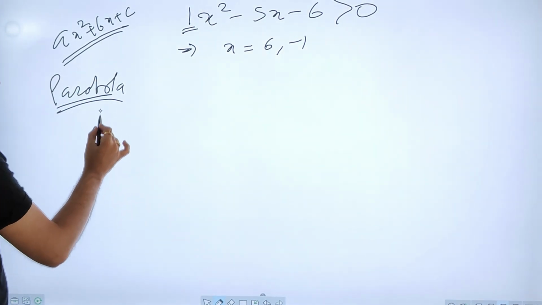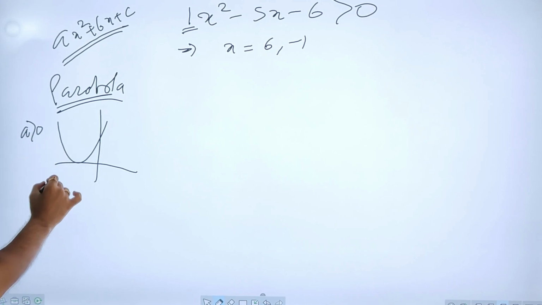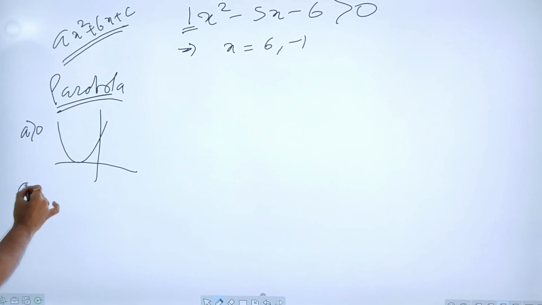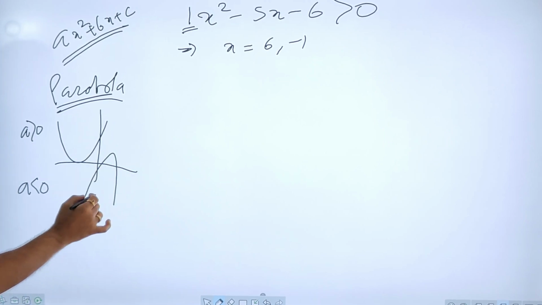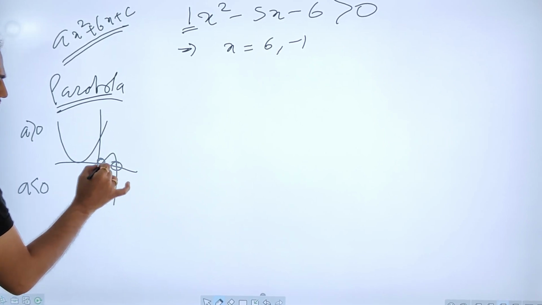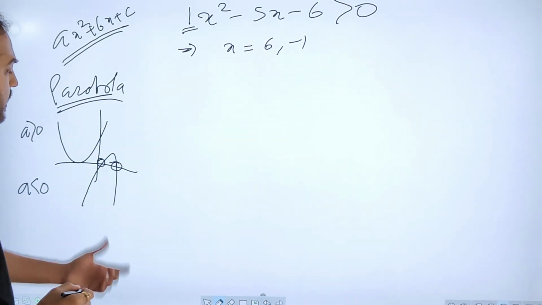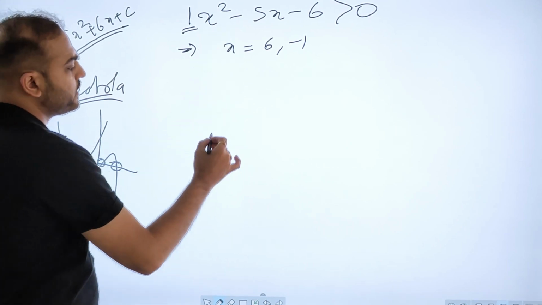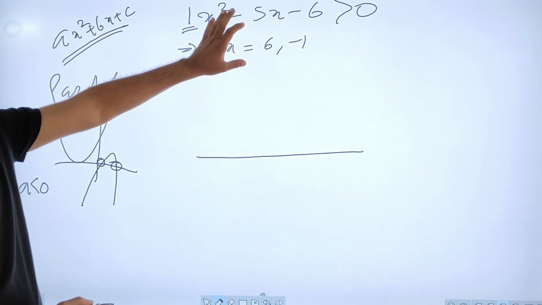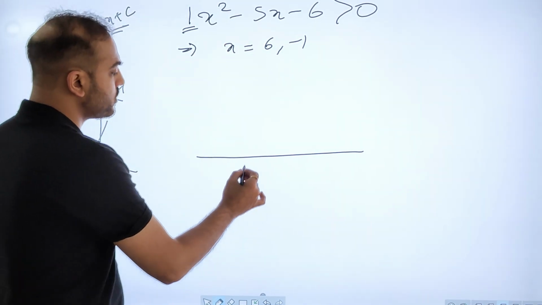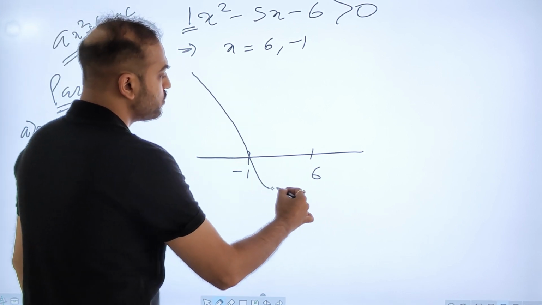If a is positive, the parabola looks like this, and when a is negative, the parabola looks downwards. The point being, these points where it crosses your x-axis are your roots. So if I try to draw a graph for this, minus 1 comes here, 6 comes here, my parabola looks like this.